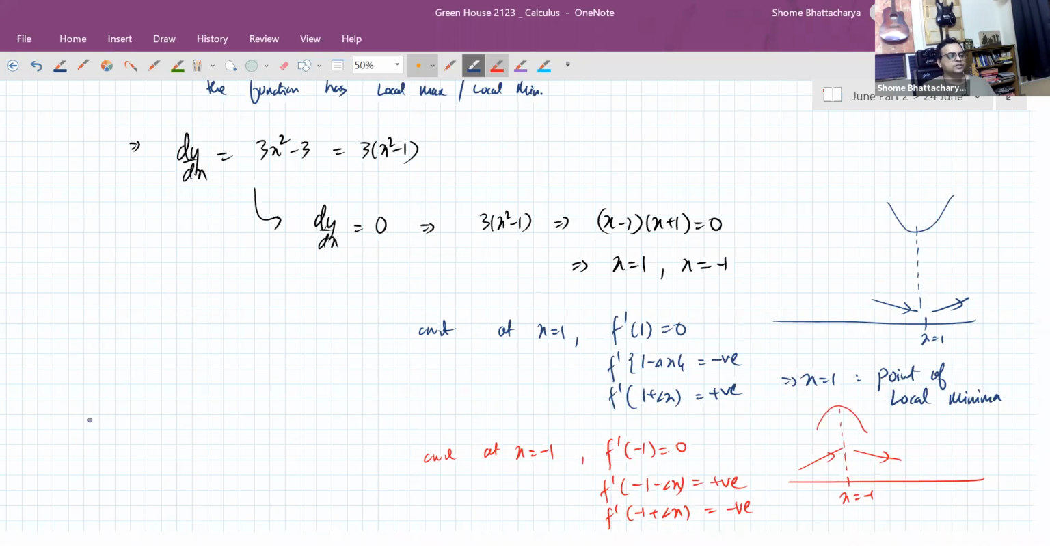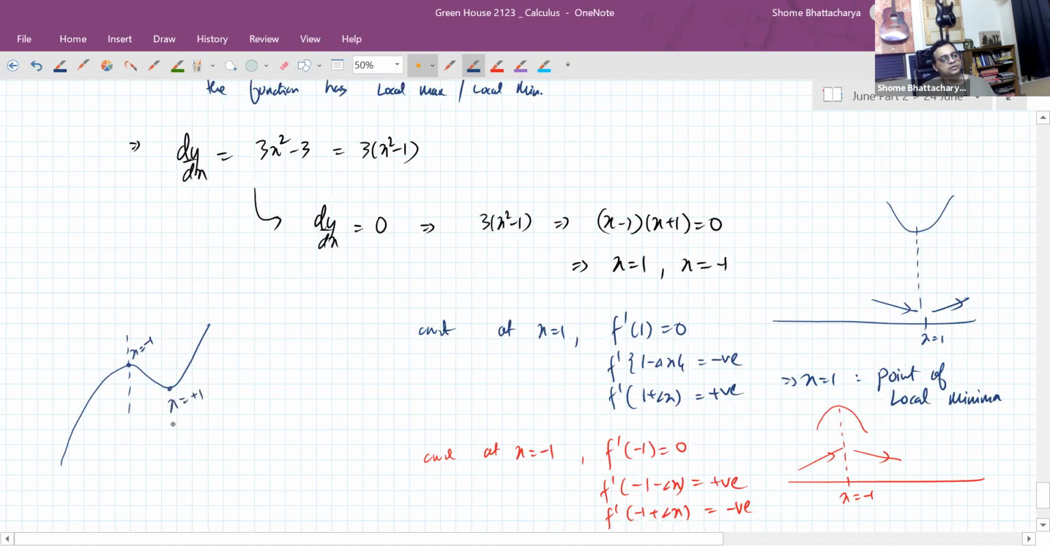Okay. So now I know from this that the shape of the graph is like this, where this peak point is at x equal to minus 1 and this dip point is at x equal to plus 1. So this is where our local minima is. And this is where our local maxima is.